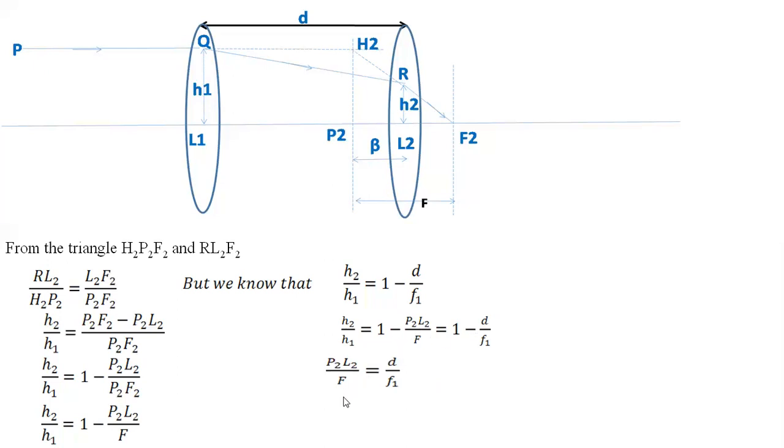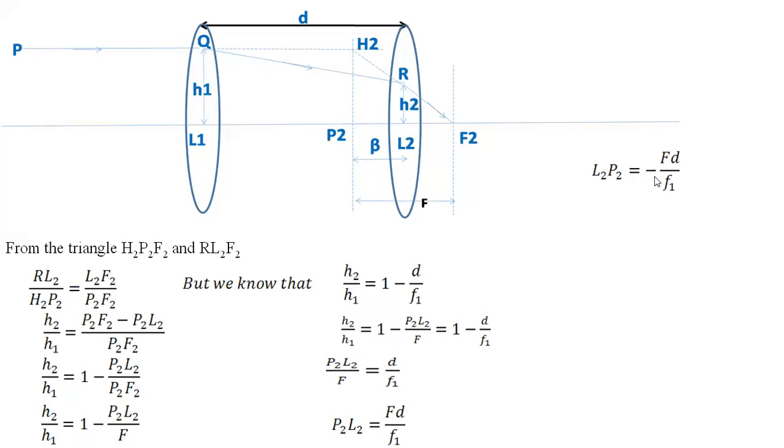Therefore, P2L2 divided by F is equal to D by F1, so P2L2 is equal to FD divided by F1. Here the length P2L2 is not beta. The position of P2 from lens L2 is beta. Remember, this is the length P2L2, it is not beta. Now the L2P2 becomes beta, that is the position of P2 from lens L2 is beta.